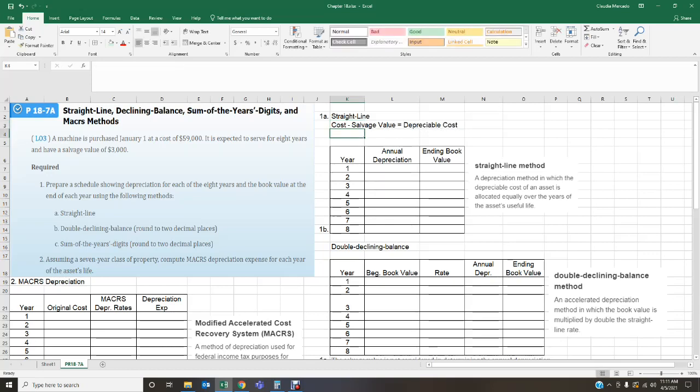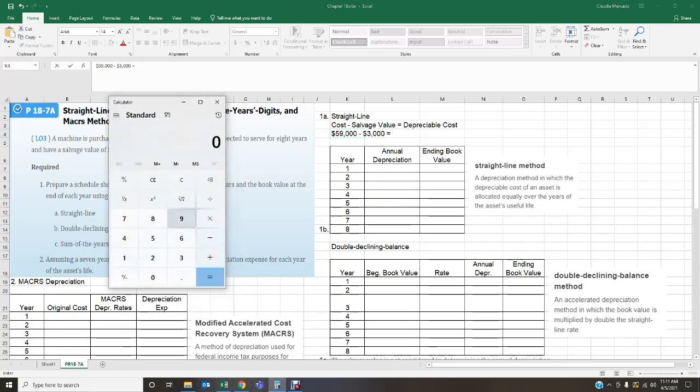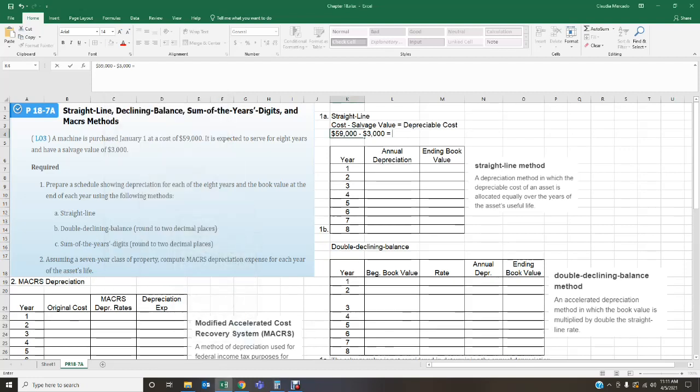Okay, so the cost of my asset is $59,000. My salvage value, basically what you anticipate the asset being valued at after we've depreciated it for the 8 years, we think is $3,000. So for my depreciable cost, I take 59,000 and subtract 3,000. That gives me a depreciable cost of $56,000. That is what I'm going to depreciate.